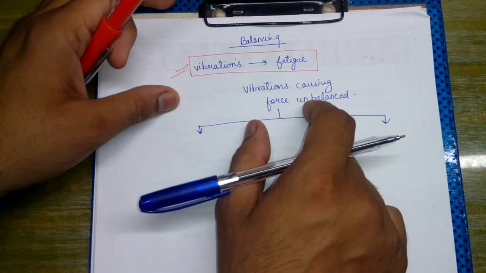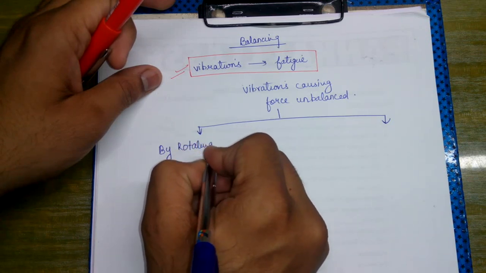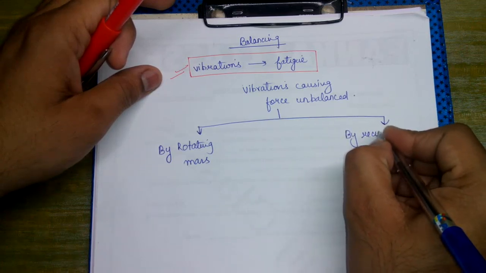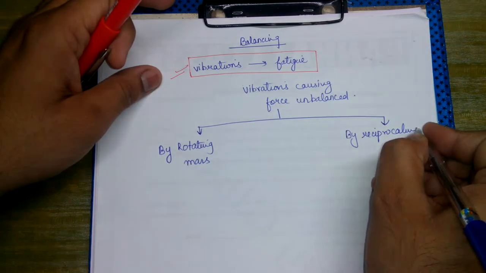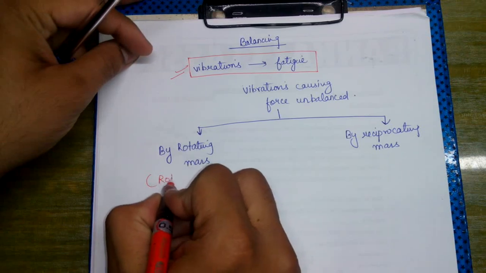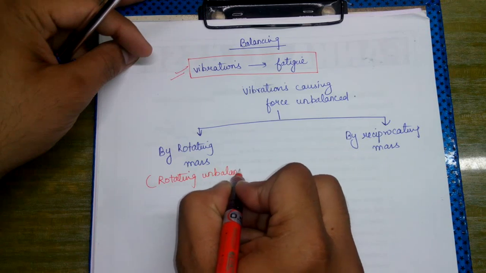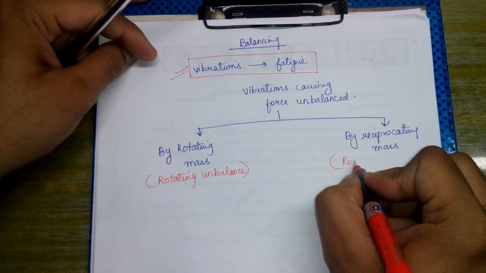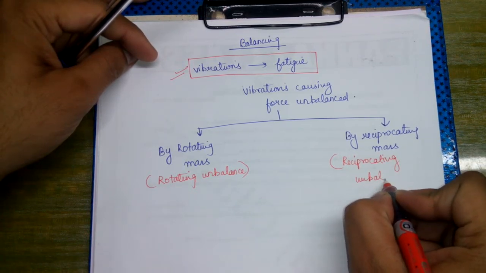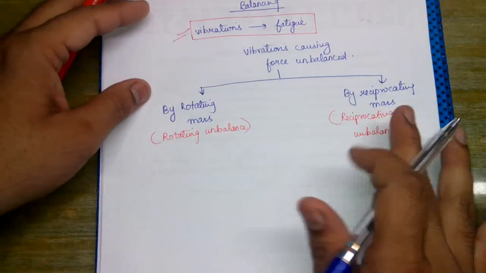We shall be discussing majorly these two types of unbalanced forces. First will be by rotating mass, and the other would be by reciprocating mass. This is called rotating unbalance, and this is called reciprocating unbalance. So there are two different unbalances, the rotating unbalance and the reciprocating unbalance.